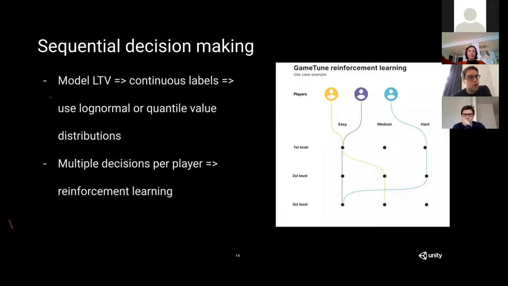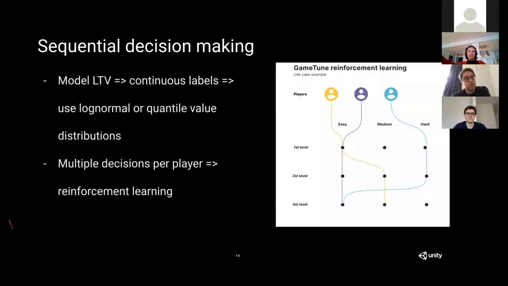First of all, recall that we are modeling LTV, lifetime value of a player. This means that our labels will be continuous and non-negative, or positive. So a natural value distribution here would be the log normal distribution, or as we will later use, a quantile distribution. It's a more flexible way to parameterize basically any distribution.